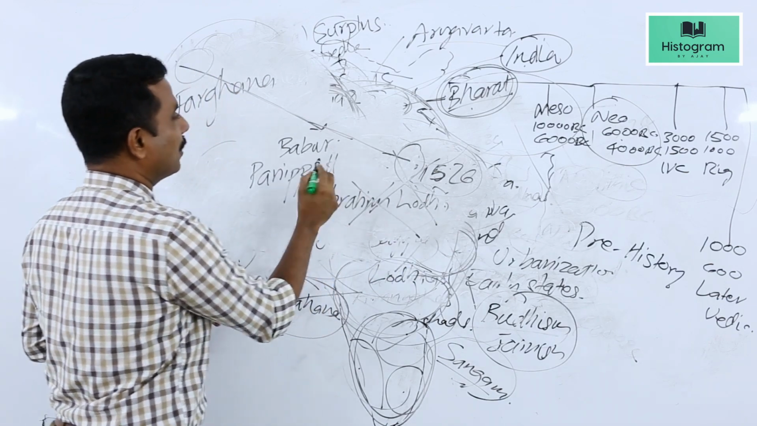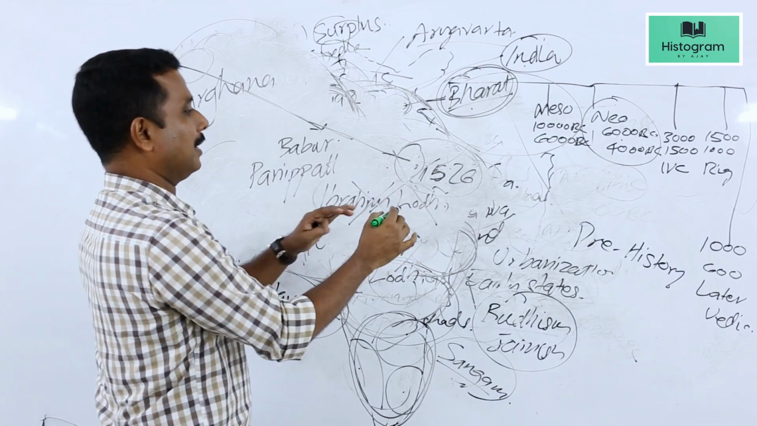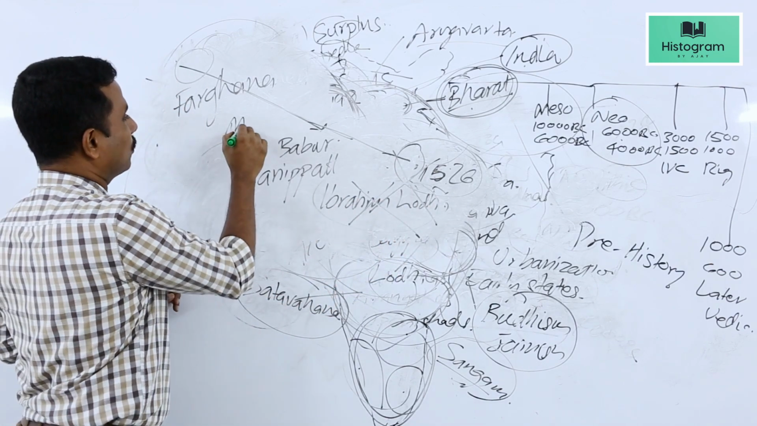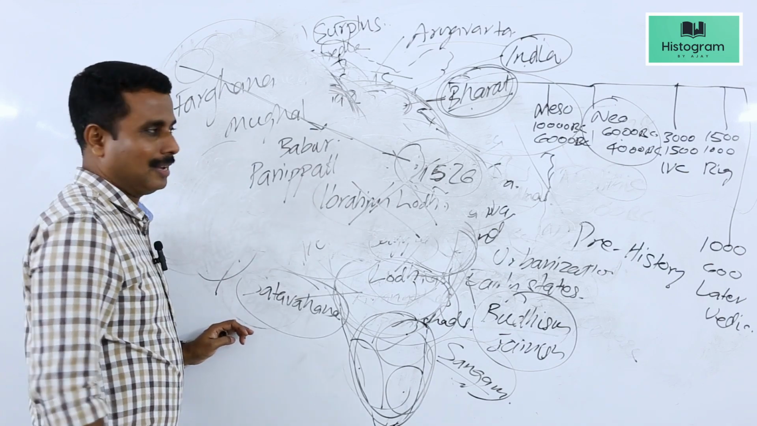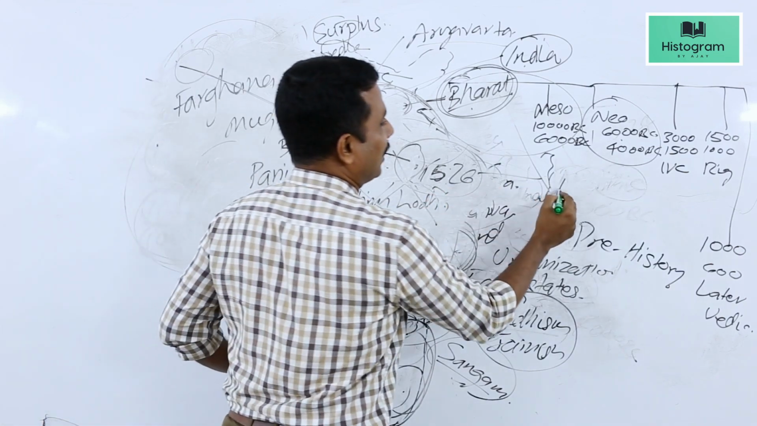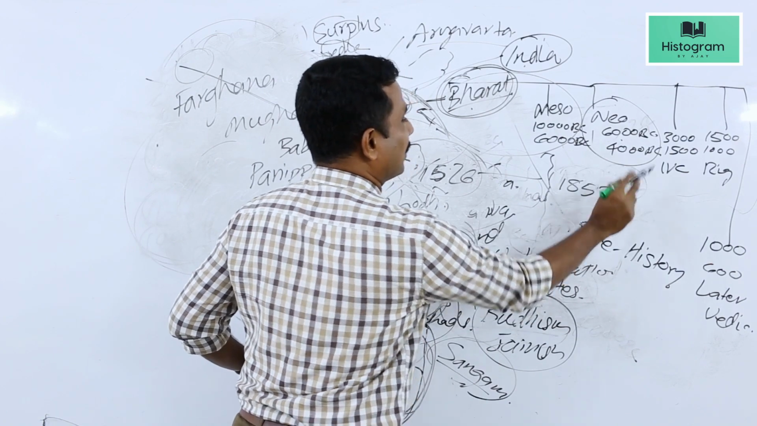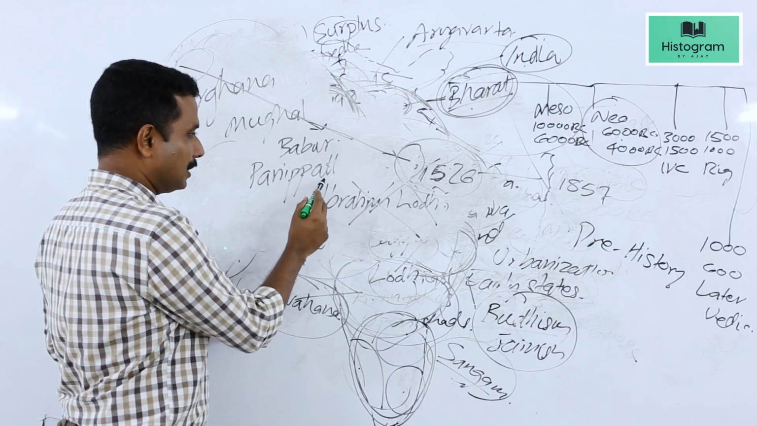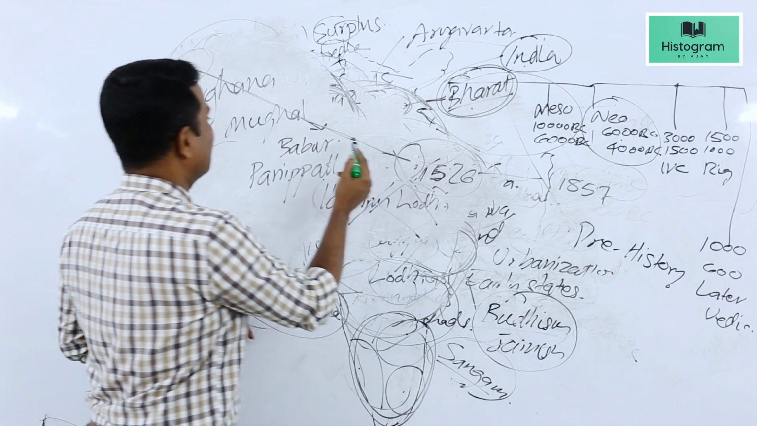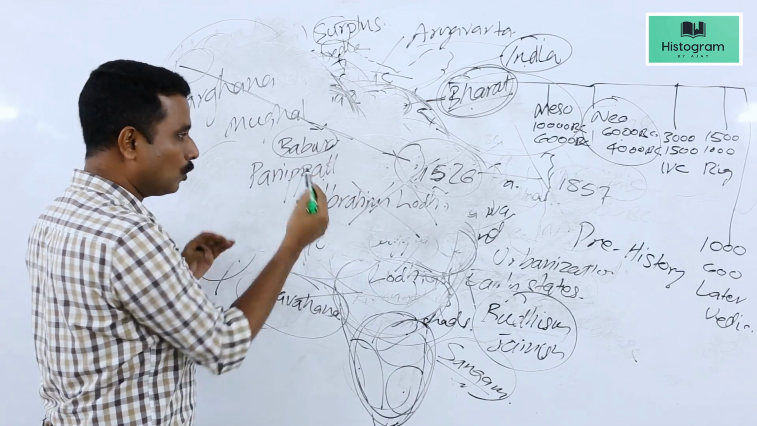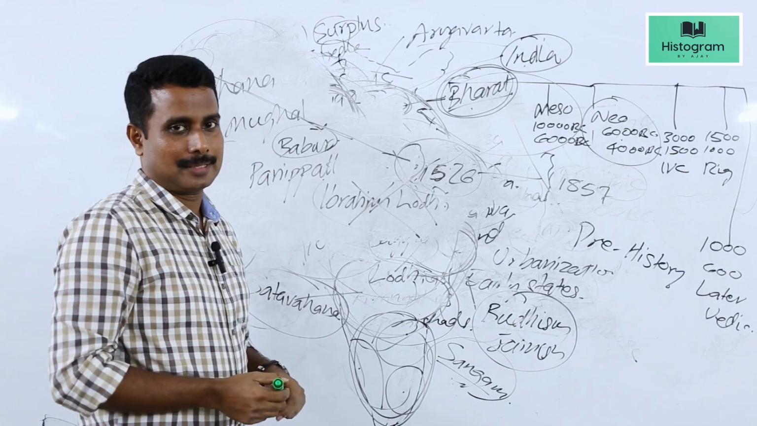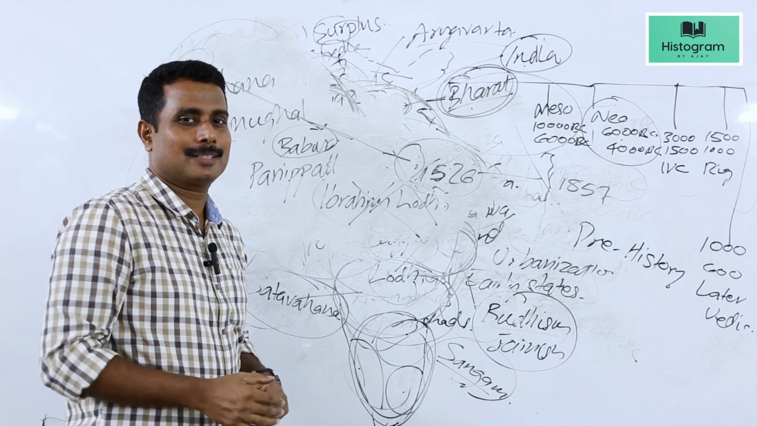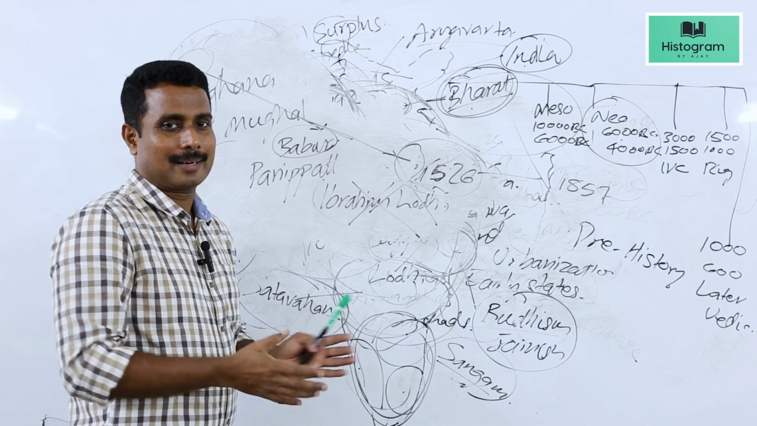This Babur, a foreigner, defeated Ibrahim Lodi in the First Battle of Panipat in 1526, and he defeated and killed Ibrahim Lodi. Babur declared the establishment of a new dynasty in India, known as the Mughal dynasty, the Mughals. And this Mughal rule went up to 1857. From 1526 to 1857, the dynasty started by Babur ruled India, and this period we call the Mughal period. I hope you are able to follow this very clearly.